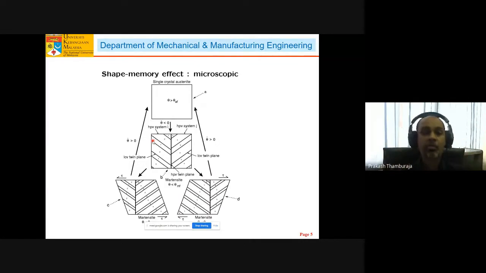But what happens microscopically? From a microscopic sense, it's more useful to explain it through this diagram here. You start off with a single crystal austenitic phase, which is stable at high temperatures. As you cool it down, you form the martensitic phase, which is the stable phase at low temperatures. In this case, martensite forms in plates. This is one plate here, and then it forms another plate here. When this martensite forms under cooling, it is termed self-accommodated martensite, and these plates are split by interfaces.